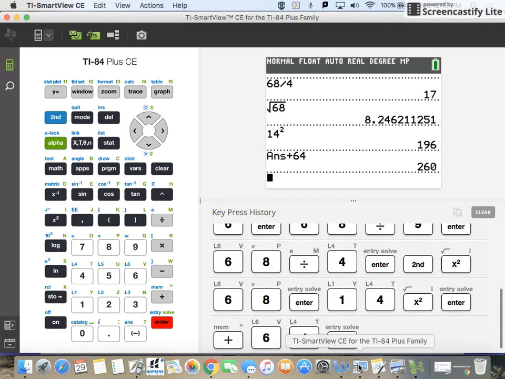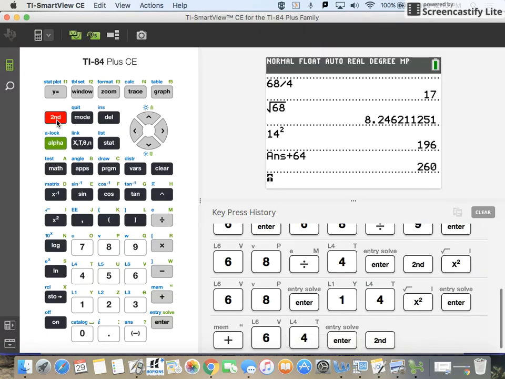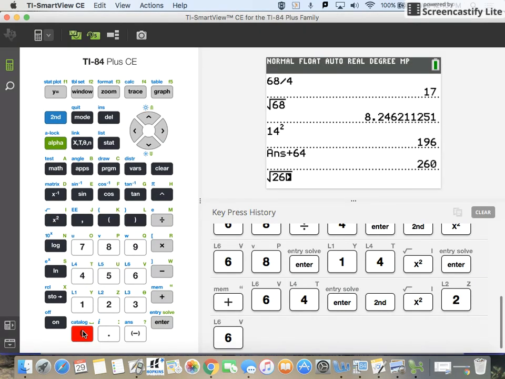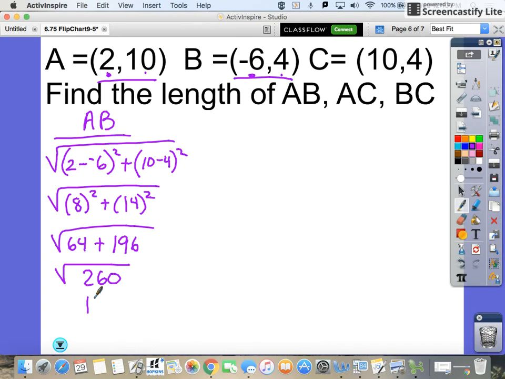I already forgot what that was. So 64 plus 196 is 260, which is about 16.12. So this is AB.